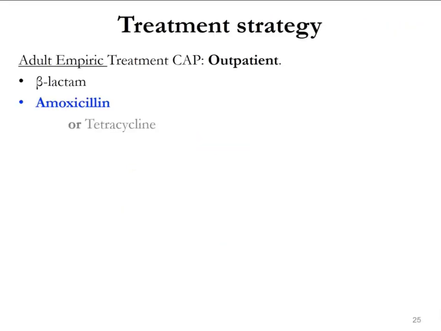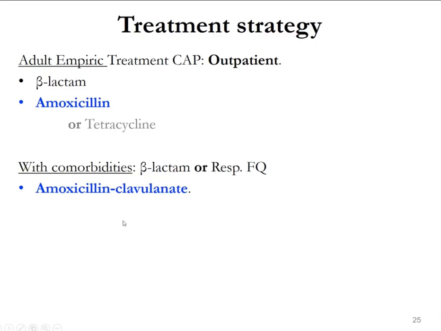Okay, let's start community-acquired pneumonia. Strategy, adult empiric treatment, outpatient. Beta-lactam is the primary drug to treat community-acquired pneumonia. There is a lot of choice in the list, but the primary one, by recent recommendation, is beta-lactam, it will work. You have choices like tetracycline. Monotherapy, you can trust this.